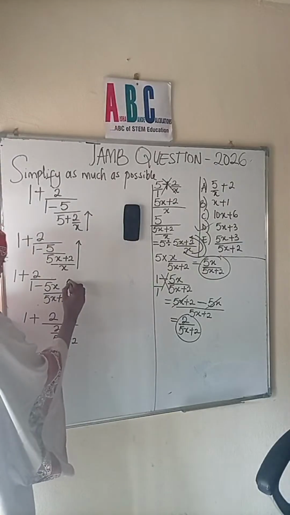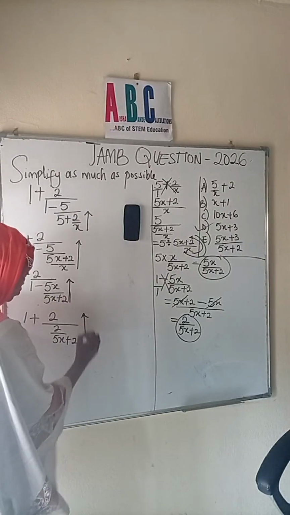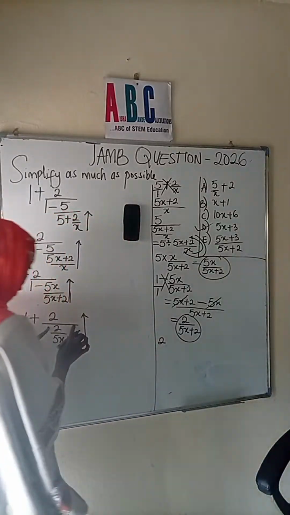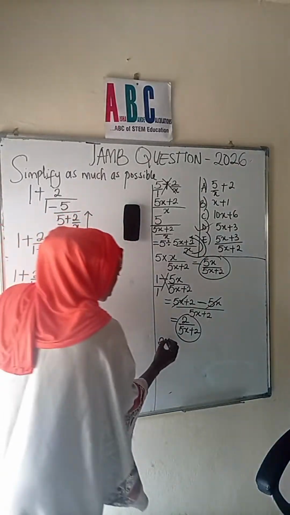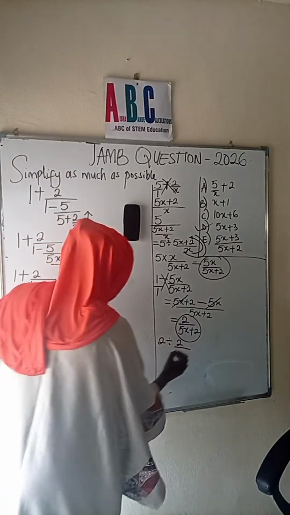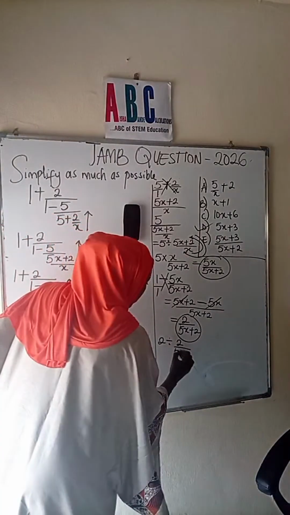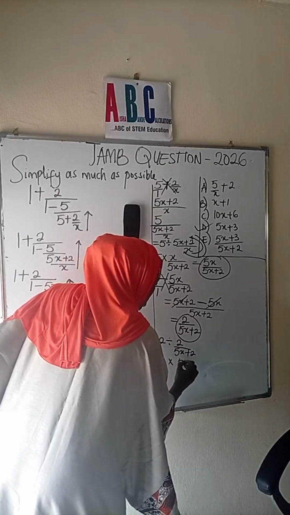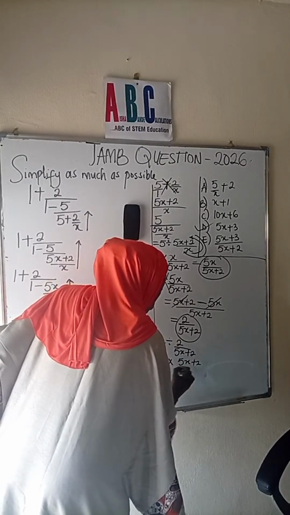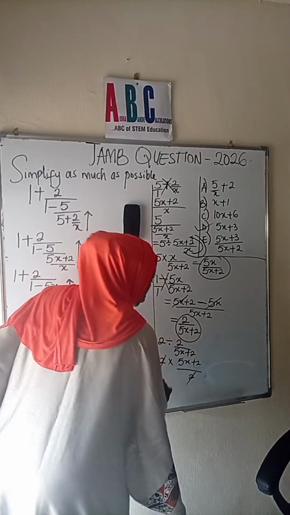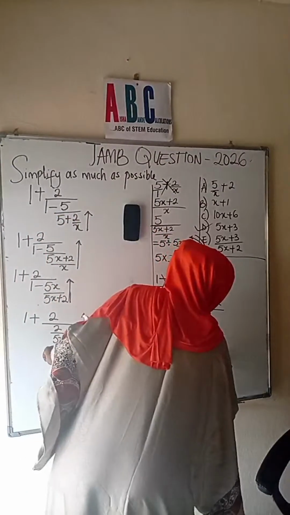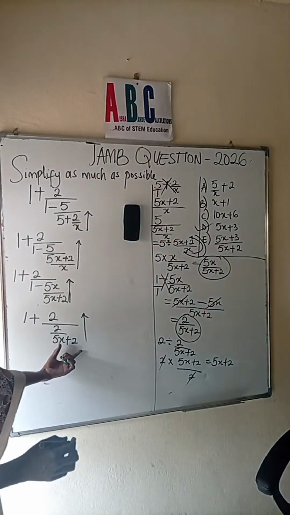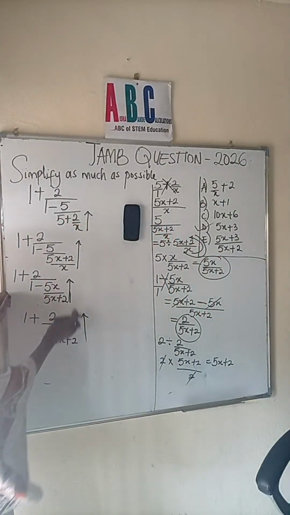Okay, let's simplify the whole of this. Let's do it here. So we have 2. This line here is a division line, right? Divided by 2 over 5x plus 2. So this becomes 2 times 5x plus 2 all over 2. So 2 cancels 2. I'm left with 5x plus 2, right? So let's come back here.